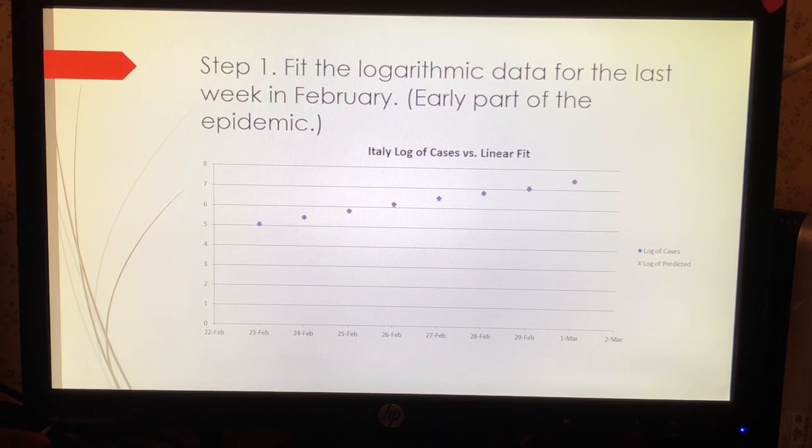So step one, we're going to fit the logarithmic data for the last week in February just using a simple linear regression. So this is the early part of the epidemic that fit that initial exponential increase very well. And we can see in this graph, the little red stars are the log of the predicted number of cases. So that's what the model tells us we should have. And the little blue diamonds, those are the log of the number of cases that actually developed. And you can see that the little red stars fall almost exactly on the little blue diamonds for the last week in February up until March 1st.